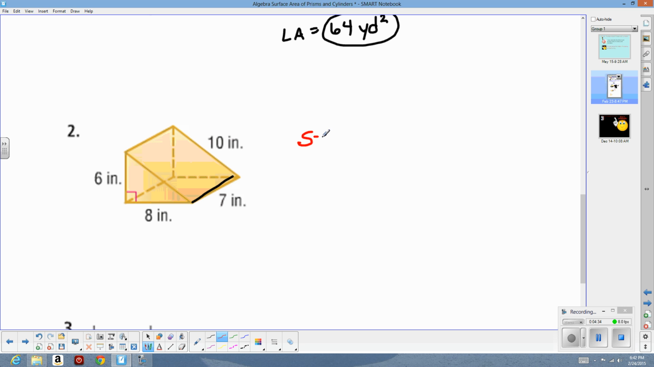Surface area is equal to the perimeter of the base times the height of the prism plus 2 times the area of the base. And since the base is a triangle, we're going to do base times height of the triangle divided by 2, or base times height times 1/2. So in this particular problem, the perimeter of the base is 6 plus 8 plus 10.